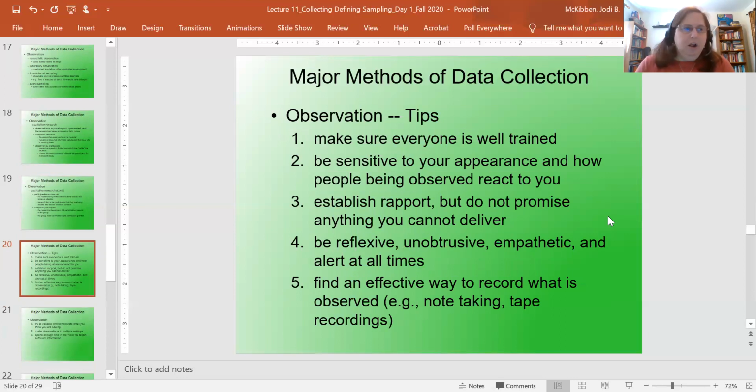So when we're talking about observation, what you want to do is make sure everyone is well trained in observation. That's really important. You want to be sensitive about your appearance because people being observed will react to you. Again, this is most likely if you're inside the situation, not just completely outside. You can establish rapport, but don't promise anything you can't deliver. You want to be as unobtrusive, empathetic, and alert at all times as possible.